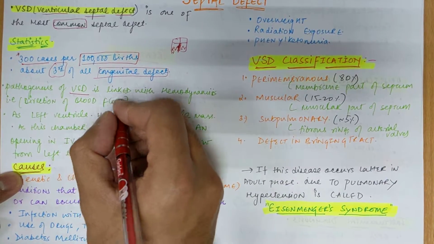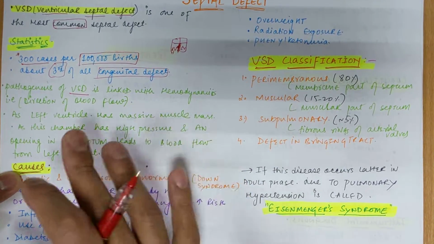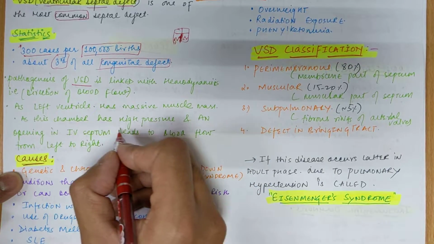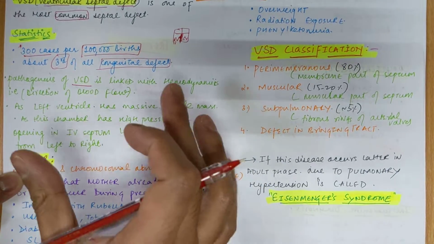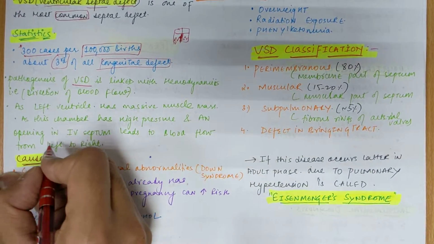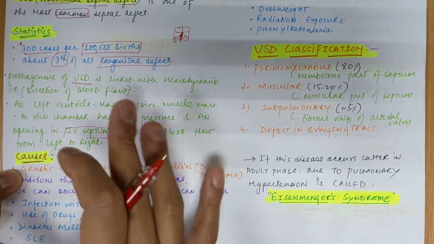So the pathogenesis of ventricular septal defect is linked with the hemodynamics, that is the direction of the blood flow that I told you. As the left ventricle has a massive muscle mass and the highest pressure is present in the left ventricle, the opening in the interventricular septum leads to blood flow from left to right, as I told.